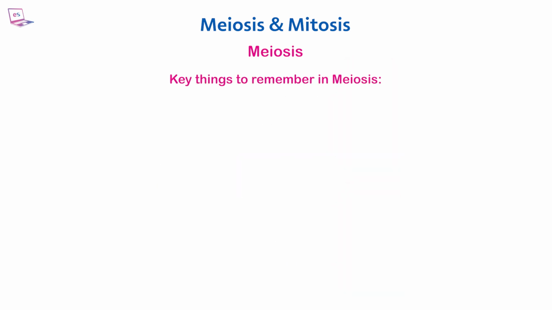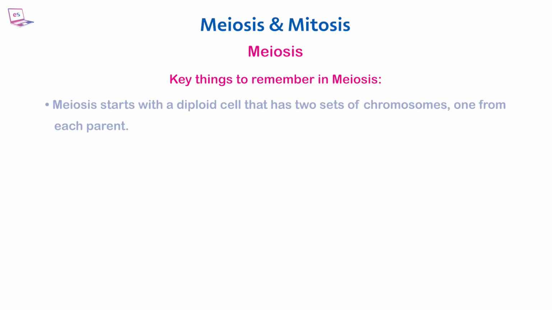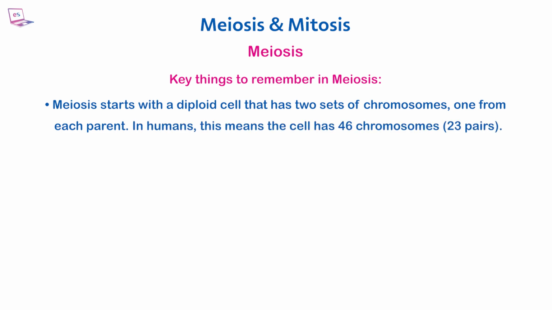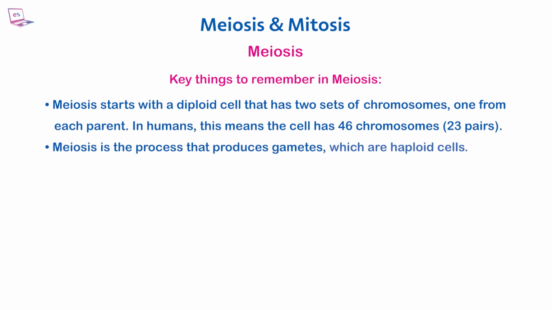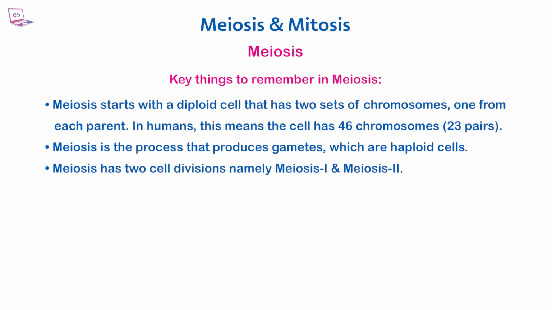Key things to remember in meiosis. Meiosis starts with a diploid cell that has two sets of chromosomes, one from each parent. In humans, this means the cell has 46 chromosomes, 23 pairs. Meiosis is the process that produces gametes, which are haploid cells. Meiosis has two cell divisions, namely meiosis 1 and meiosis 2.